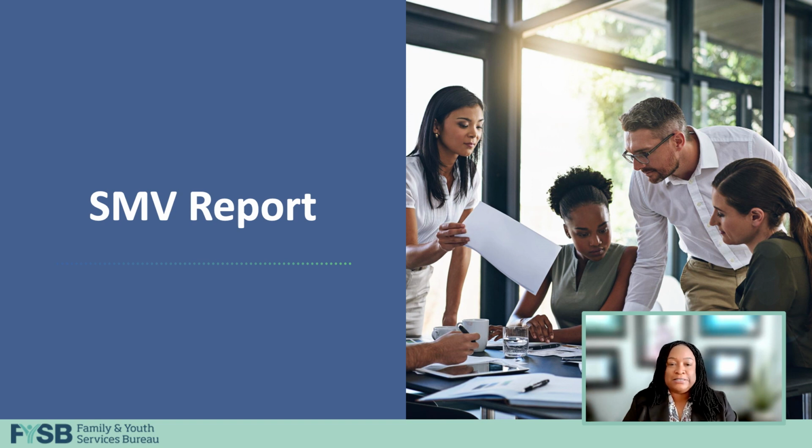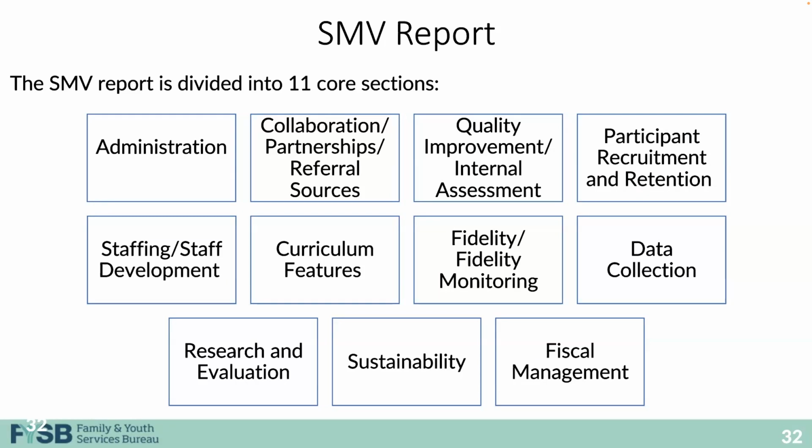a subrecipient's activities. The site monitoring visit report is divided into 11 core sections: administration, collaboration, partnerships and referral sources, quality improvement and internal assessment, participant recruitment and retention, staffing and staff development, curriculum features, fidelity and fidelity monitoring, data collection, research and evaluation, sustainability, and fiscal management. Let's dive a little deeper into each of these core sections and their requirements.